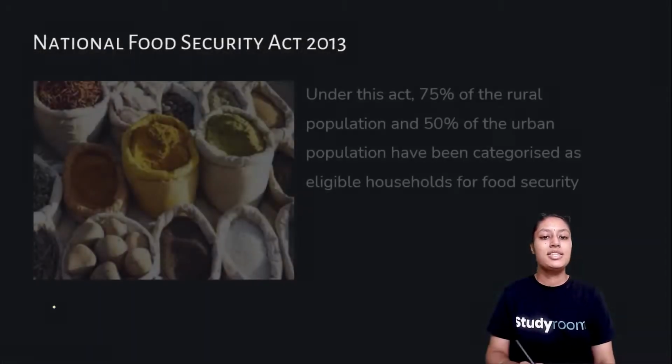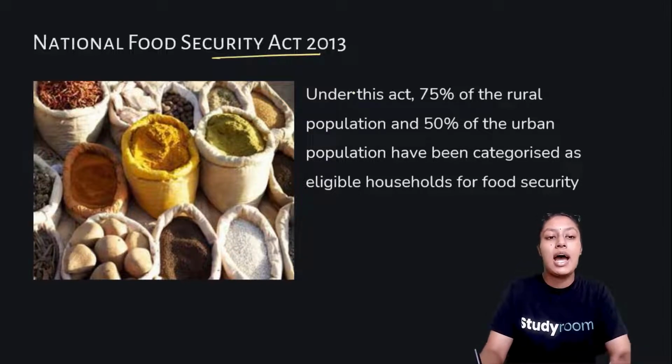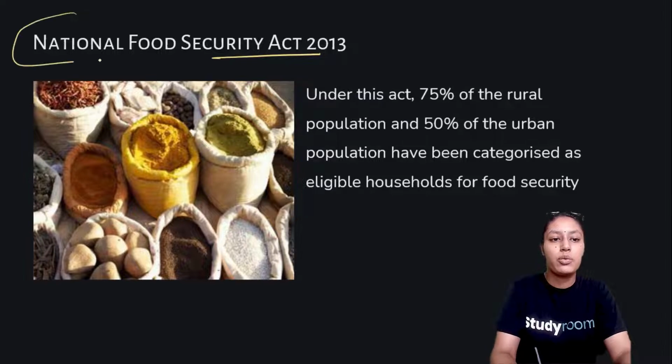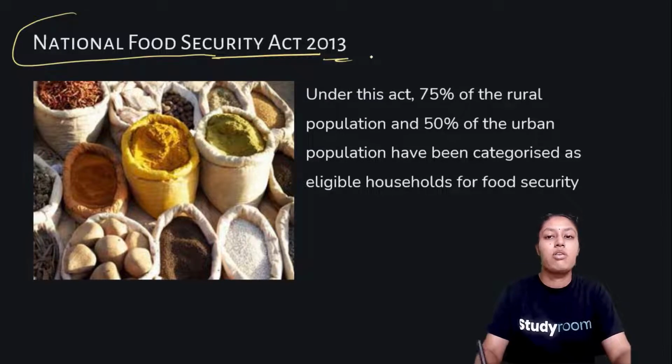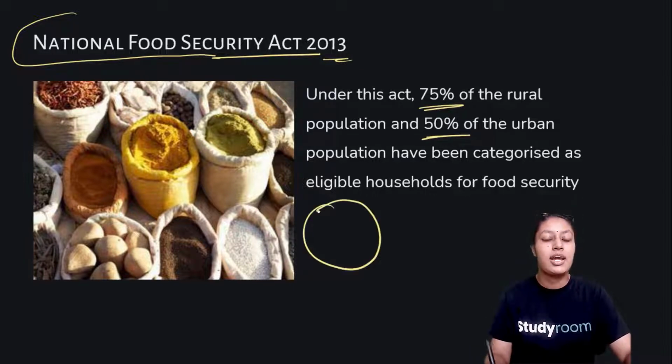First, we'll discuss about Food Security Act 2013. This act, National Food Security Act, was established in 2013. Under this act, 75% of rural population and 50% of urban population have been categorized. Okay, they have been separately categorized in a circle who are eligible households for food security.